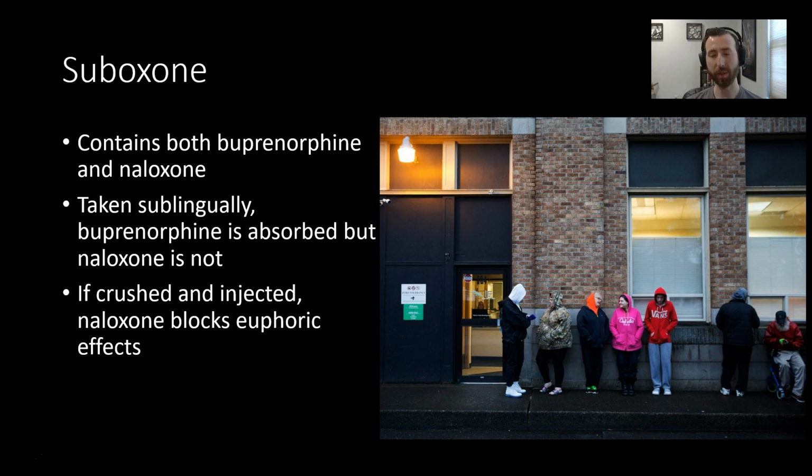So this will result in a controlled administration of buprenorphine. So it resists things like being crushed and administered in other ways because of this property. If it's crushed and injected, naloxone and buprenorphine will both become available, and the naloxone will block the euphoric effects. So it curbs abuse potential because it cannot be abused by using a different route of administration. It must be administered sublingually, or it will not achieve its intended effect.